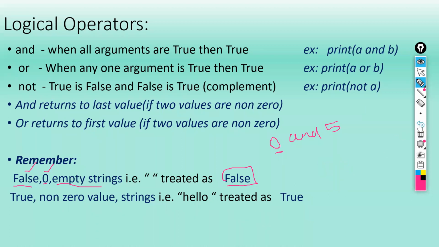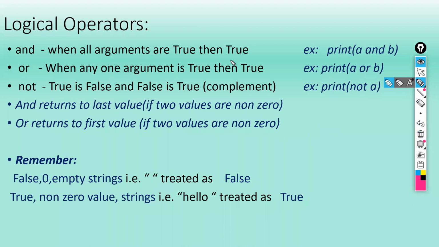And a true value is non-zero. Non-zero means anything except 0, either a negative value or a positive value. Still it is treated as true. And a string, for example, I have written here hello. It's not empty. It contains some data, that is hello. All these are treated as true.